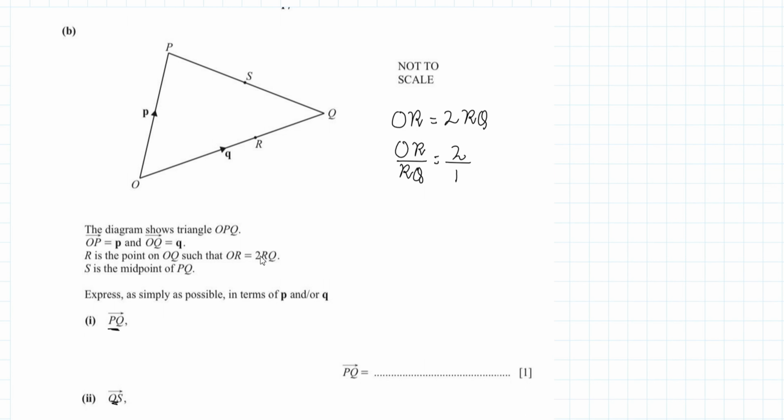So from O to R, this entire part is 2, and from R to Q, from this point to this point, the entire part is 1.